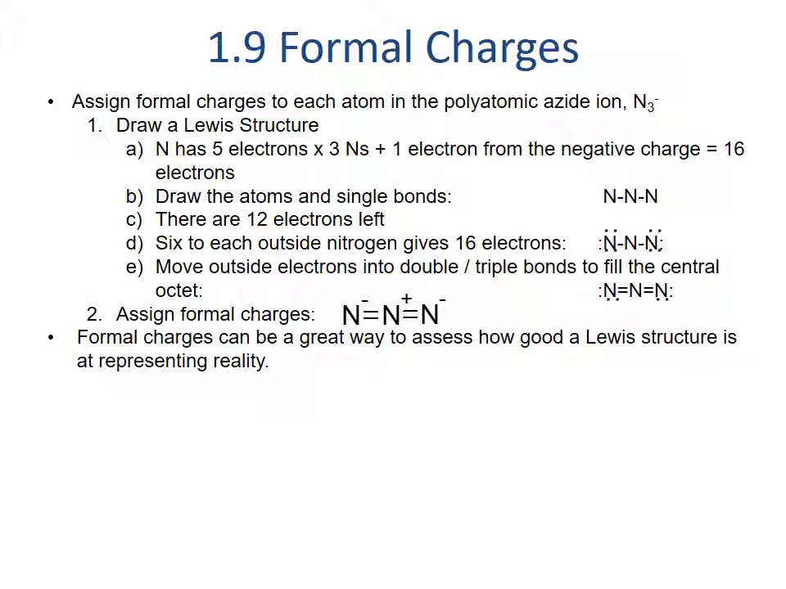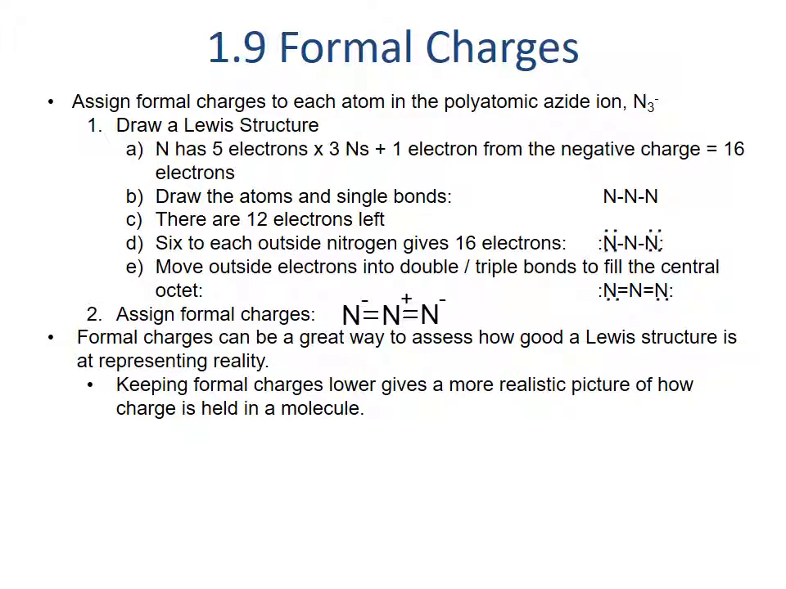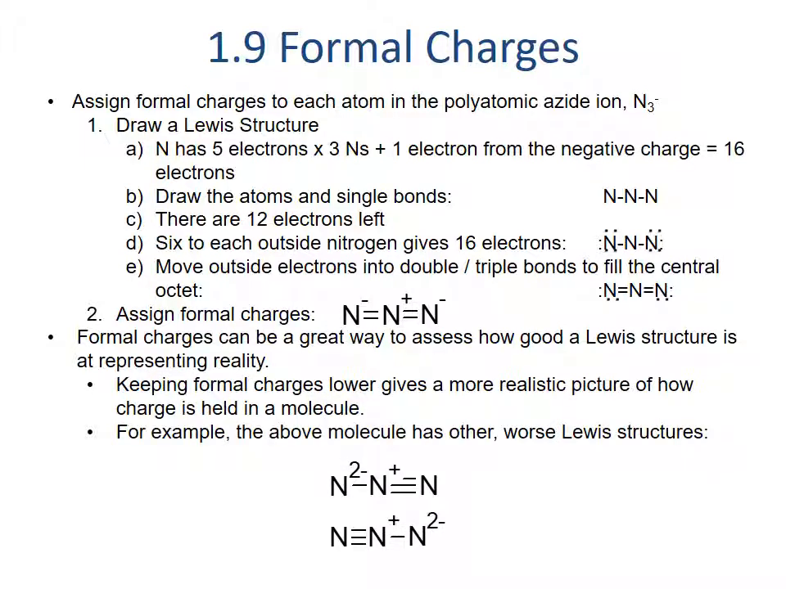Formal charges really can be a great way to assess how good a Lewis structure is at representing reality. Generally, the things that represent reality the best are the things that have the lowest overall formal charges. So compare this azide molecule to these other 2 Lewis structures that we could have drawn for the azide molecule. Both of those structures have the same number of total electrons, but they have a much higher formal charge on one of the nitrogens. And so whilst each of those structures will contribute some of the character of the molecule, they're less accurate at representing what's really happening in the structure.